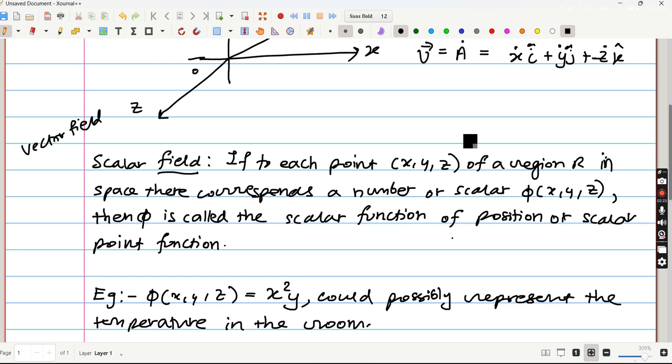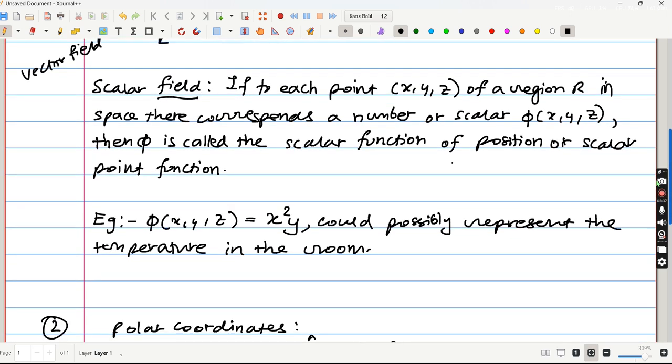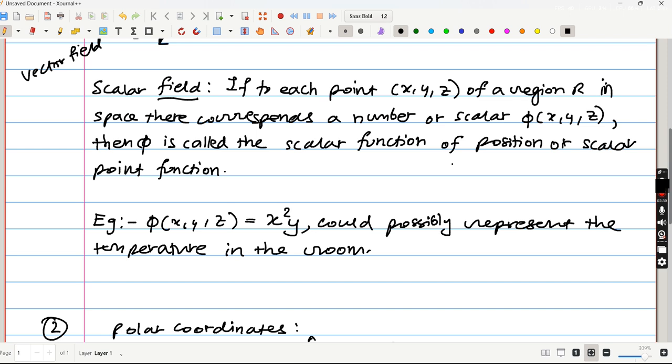And this scalar function can be of any form. It can be like this, it can also be like this. So anything, and it will represent any function that is a scalar. It could be temperature, it could be luminosity, it could be intensity, it could be almost anything, right?